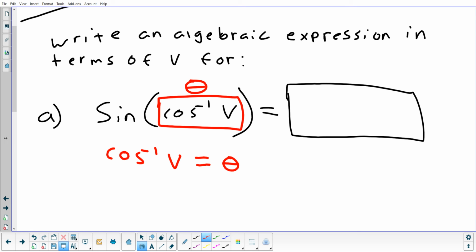Any question on that first step? You can always set an inverse trig function equal to some angle. When you don't know the angle, we usually use a Greek letter, like theta.